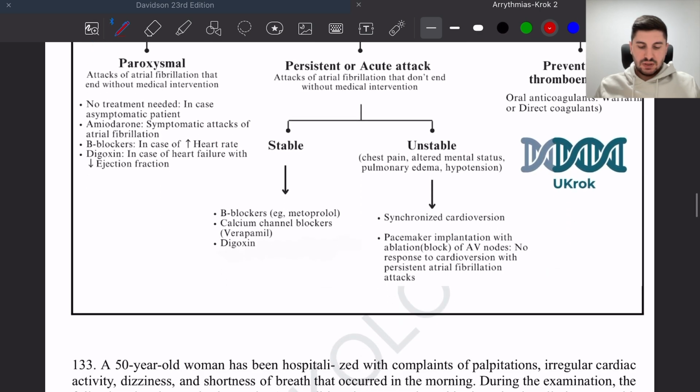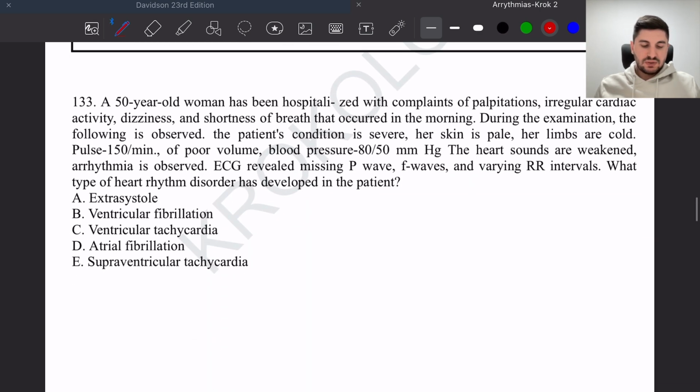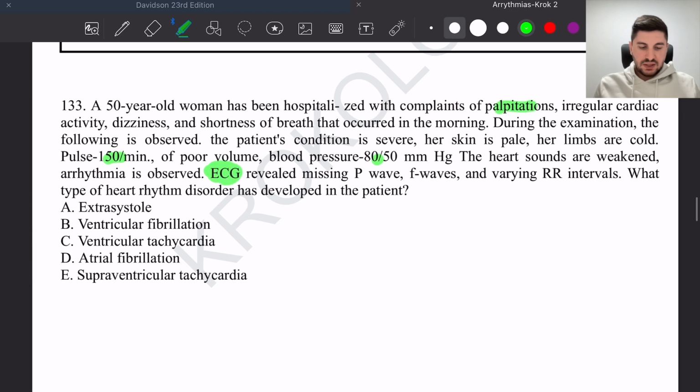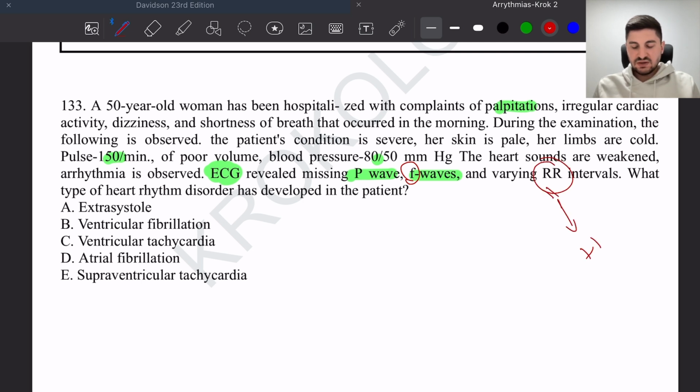Management is also important. We'll speak about it. Let's see some questions first about diagnosis. So woman having palpitations, etc., and then the pulse is 150, blood pressure is low, the heart sounds are weakened. In ECG, we see missing P waves, small F waves, fibrillation waves, and varying RR intervals, so irregular rhythm. So that's why here we have atrial fibrillation.